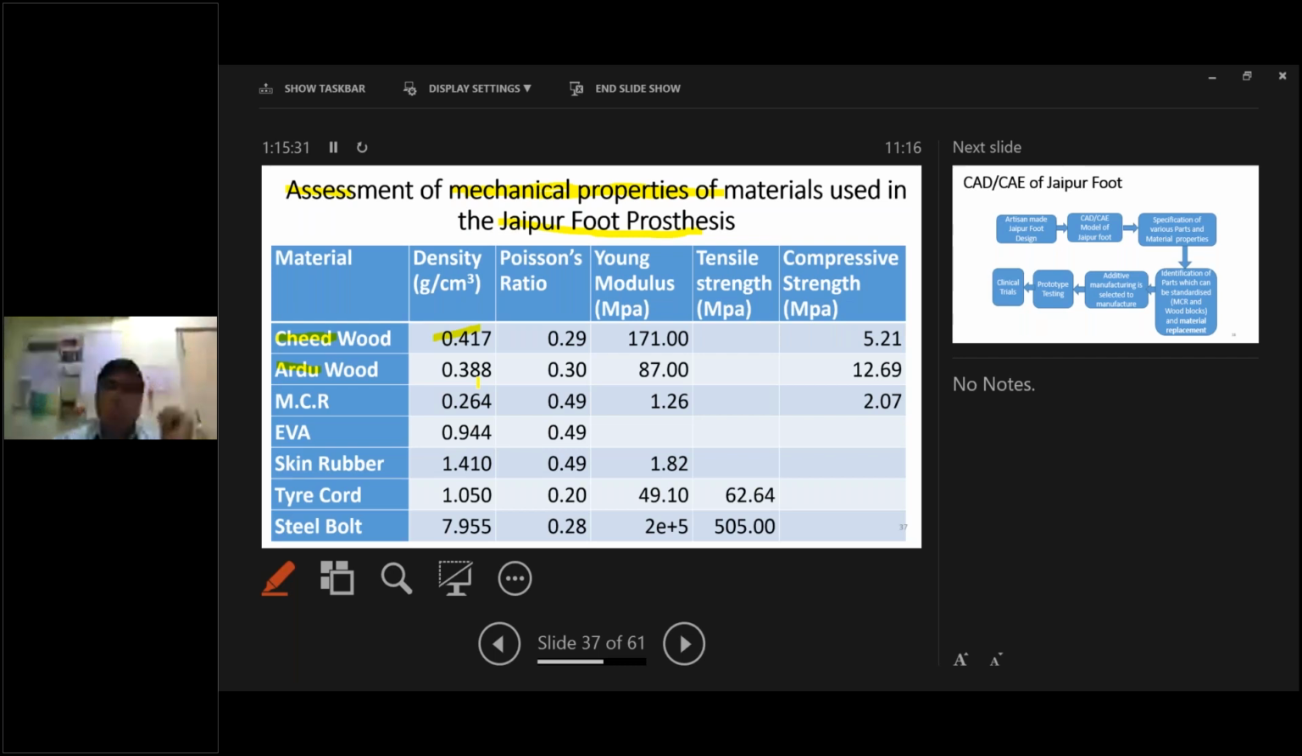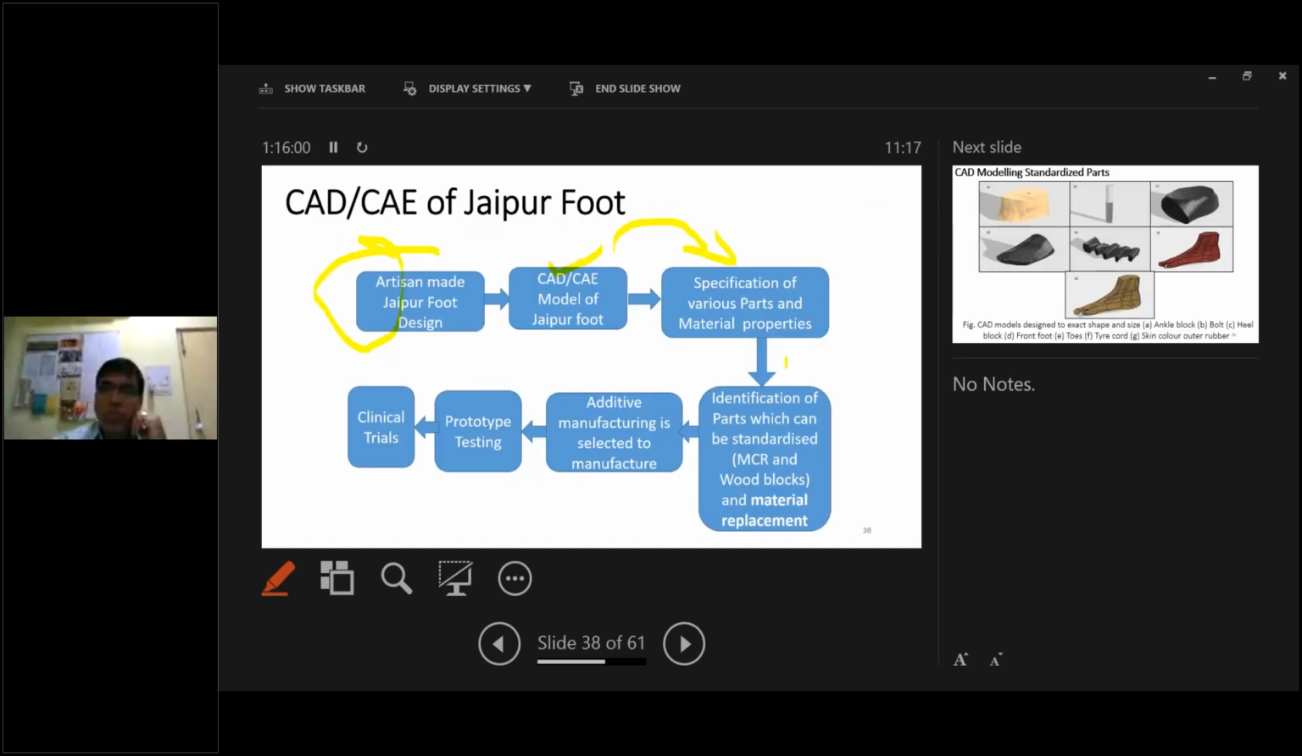So once those properties were identified, the next step was to go from this artisan way to a CAD/CAM model. Once this CAD/CAM is there, you have some kind of standardization part, and then you put the material properties into it, parts which can be standardized, and then we try to additively manufacture. Our prototype was manufactured, and then of course clinical studies were done. So could you appreciate this flow chart?